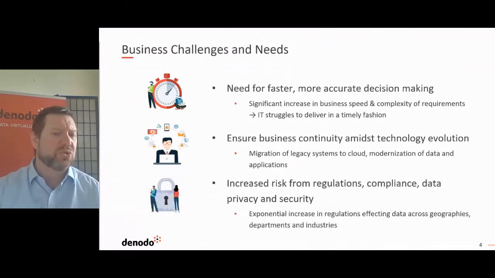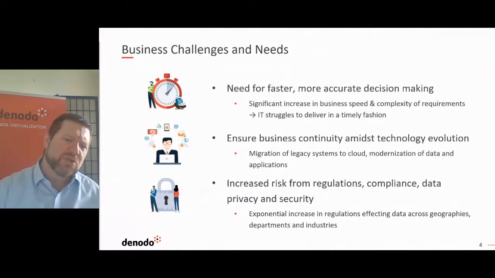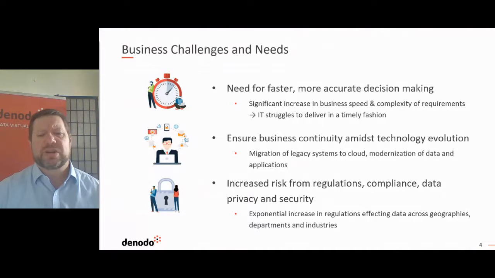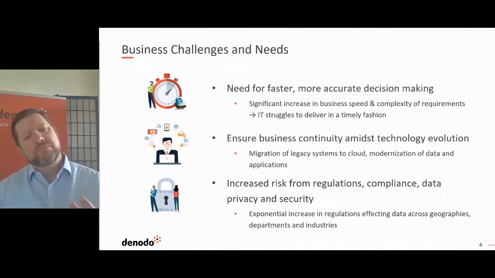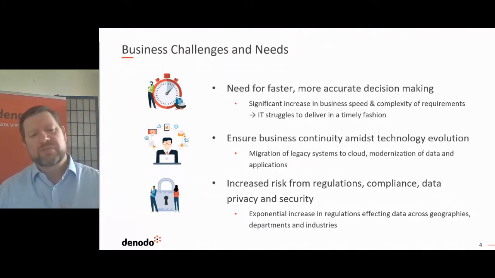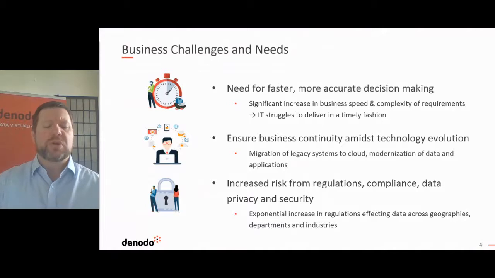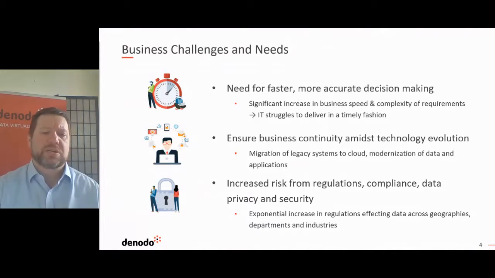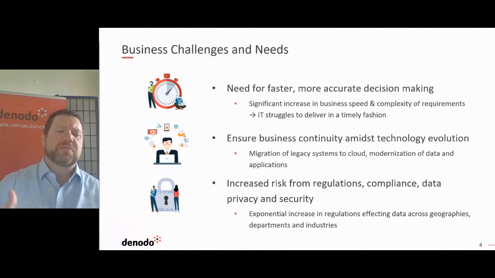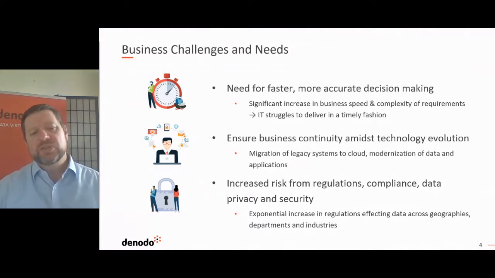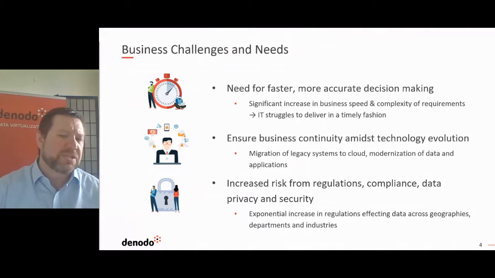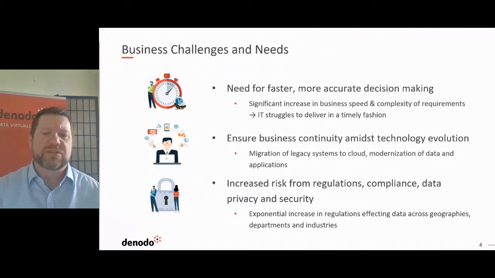And then being able to do this in an environment that has increasing risk from regulation and compliance, whether we're talking about internal regulations and governance requirements, or whether we're talking about requirements that are enforced on your organization by external bodies. All of these things have to be satisfied in order to be able to continue to do business, as well as just improve and be more effective. So why are these such a problem? Why does this present such a challenge?